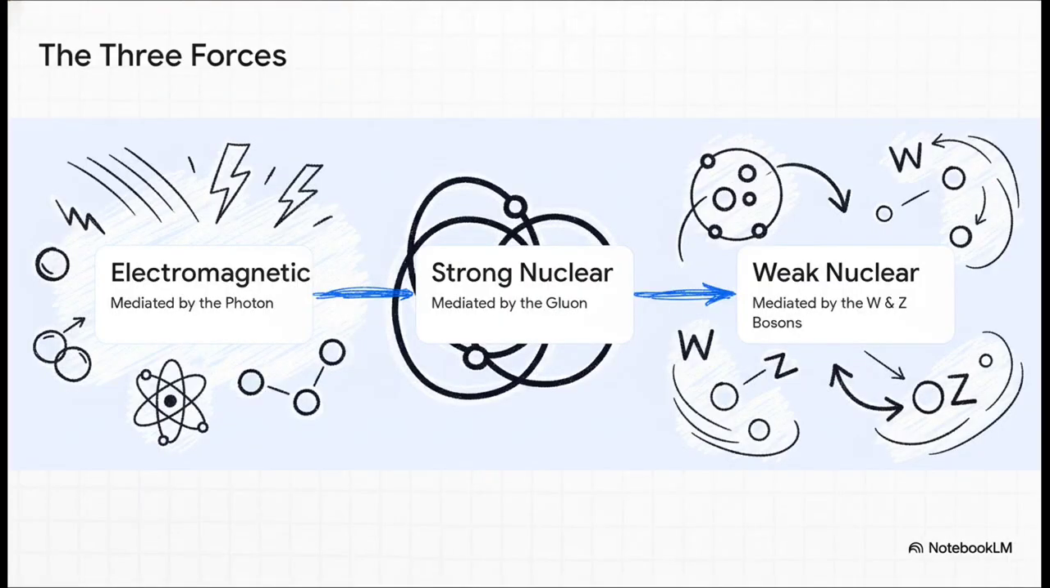Now, the Standard Model covers 3 of the 4 fundamental forces we know about. First up is electromagnetism, which covers everything from light to chemistry. That's carried by the photon. Then you have the strong nuclear force, the one that literally glues atomic nuclei together, carried by the perfectly named gluon. And finally, there's the weak nuclear force, which is responsible for some types of radioactive decay. That one's handled by these super heavy W and Z bosons.